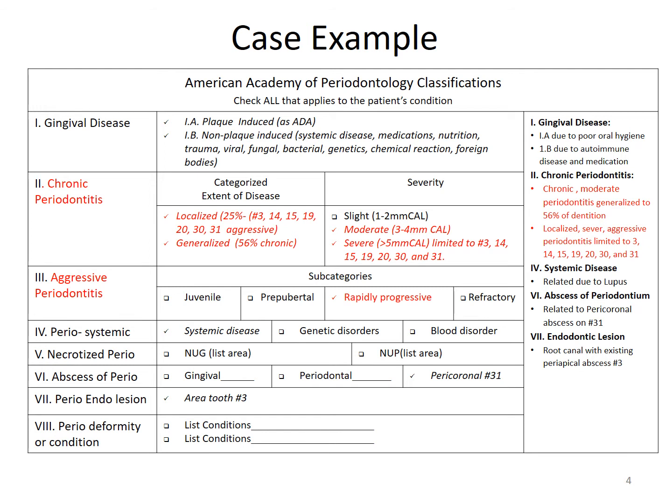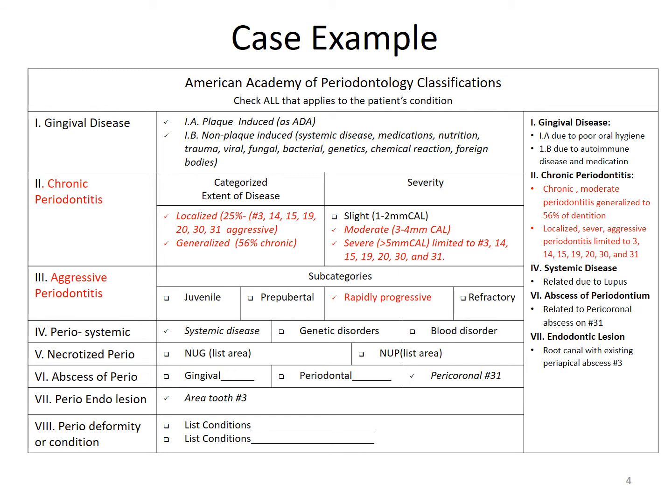The statement for this category will read as, the patient presents with generalized chronic periodontitis existing in 56% of the dentition that is moderate in severity. Localized areas limited to teeth numbers 3, 14, 15, 19, 20, 30, and 31 present with aggressive severe periodontitis, which constitutes 25% of the dentition.